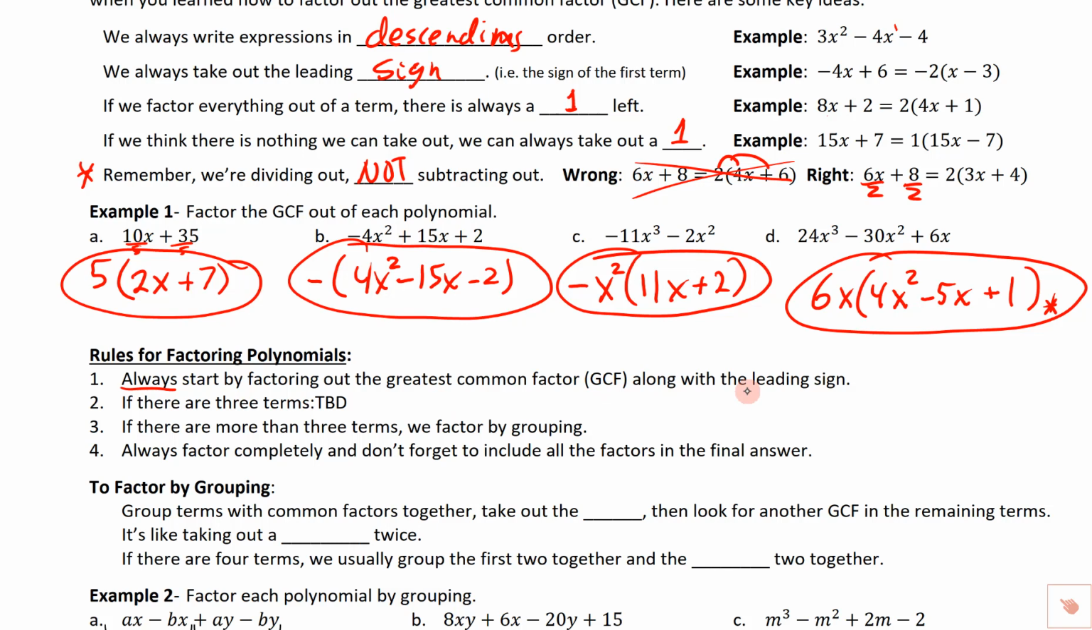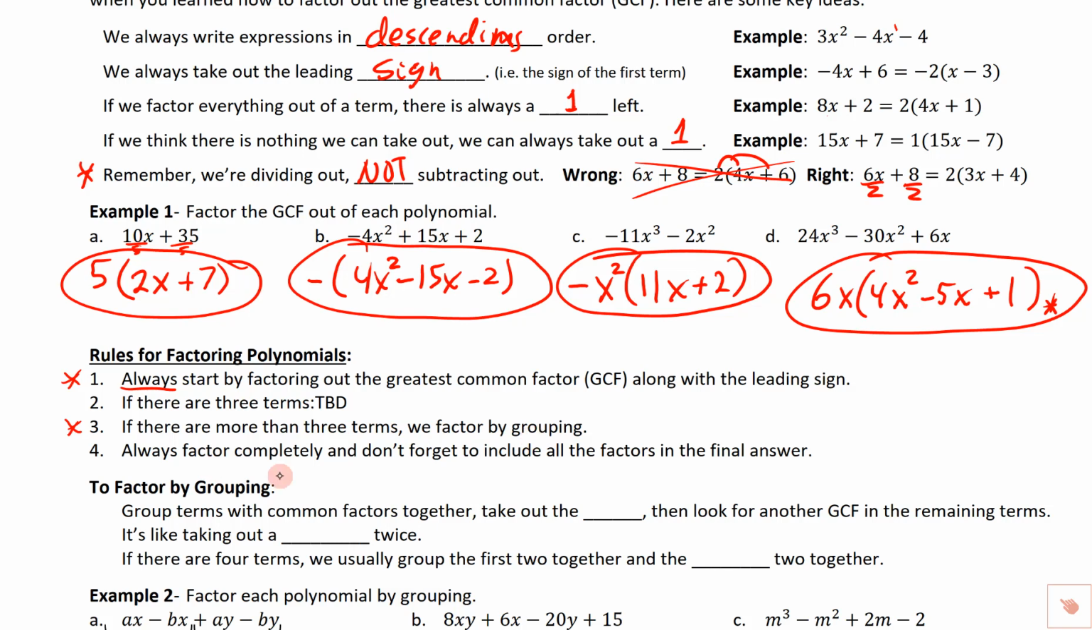So we take out the GCF along with the leading sign. If there are 3 terms, then we're going to worry about that. We're going to determine what's going to go on there, so TBD, to be determined. And if there are more than 3 terms, then we factor by grouping. So we're going to work on these 2 right here, okay? So we're going to work on taking out the greatest common factor, and it seems weird. We're going to skip over 3 terms, but we're actually going to factor some things that have 4 terms.